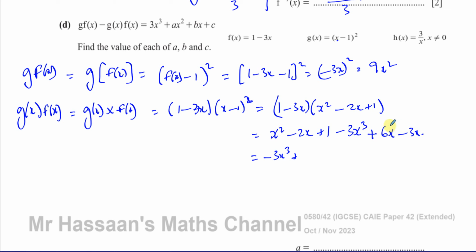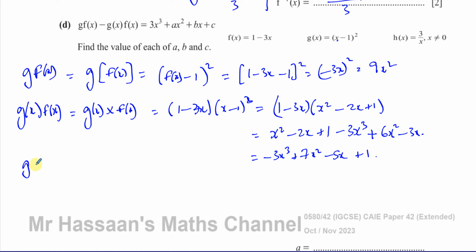Minus 3x times minus 2x is plus 6x squared, so be careful. You get minus 3x cubed, x squared plus 6x squared is 7x squared, and then minus 2x minus 3x is minus 5x, and plus 1. So that's what this becomes.